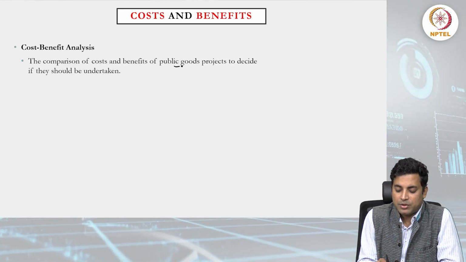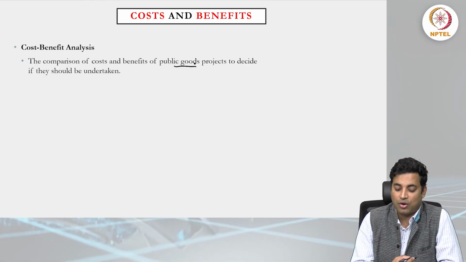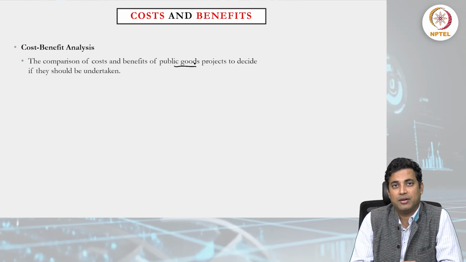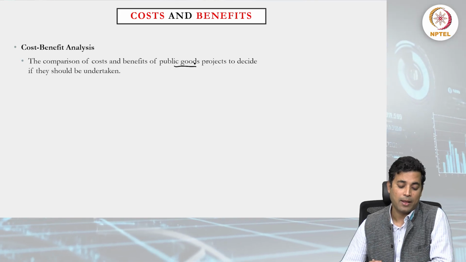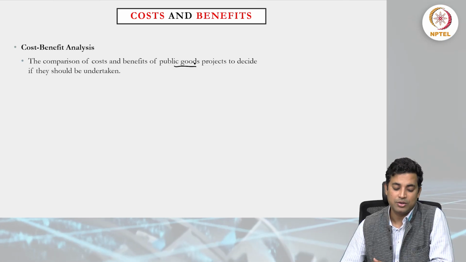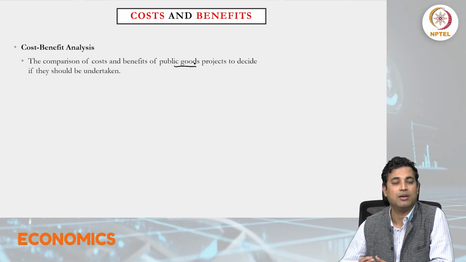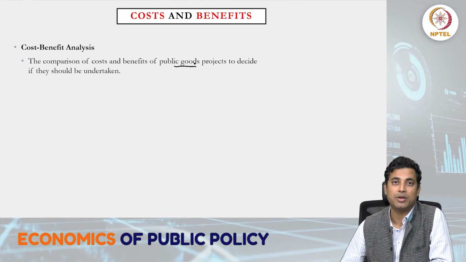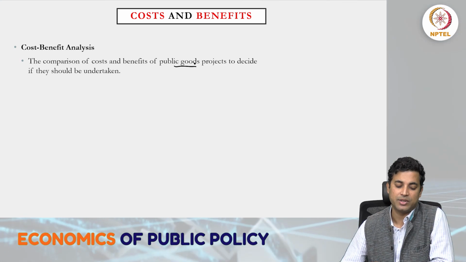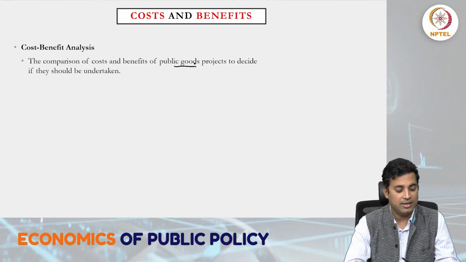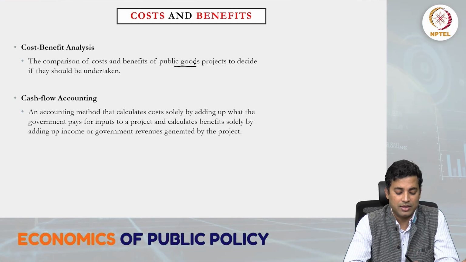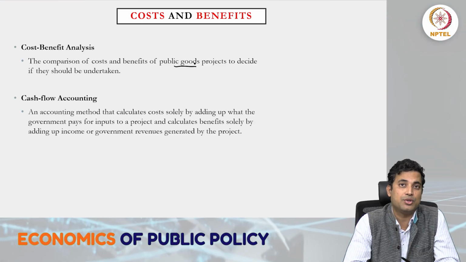When we say public goods projects, we mean things like roadways, bridges, national parks, or water treatment plants. If it is part of the policy, then when we frame it, the first thing we have to do is understand the costs associated with it, and then the benefits that we derive.